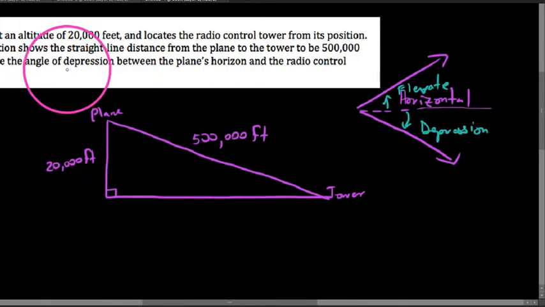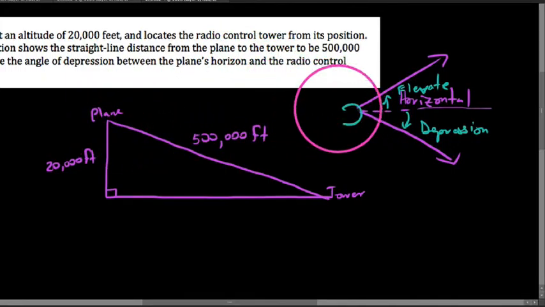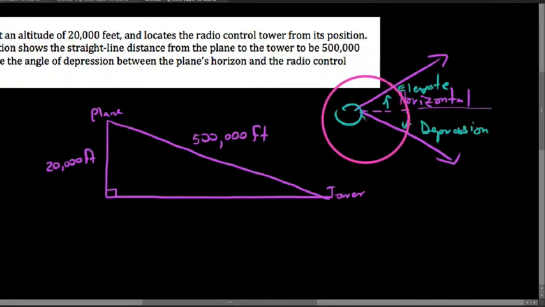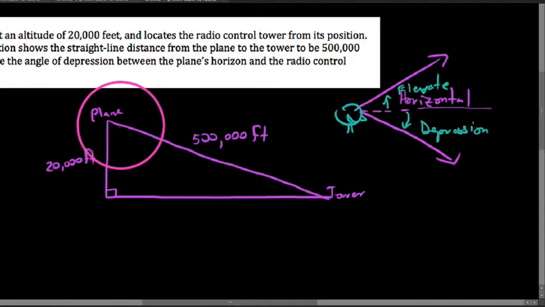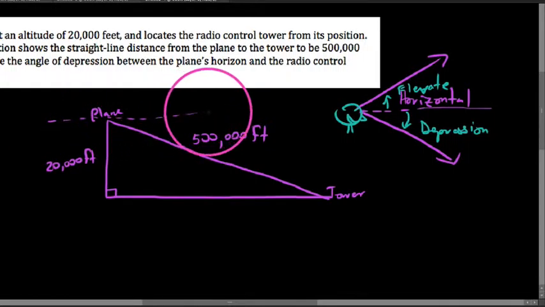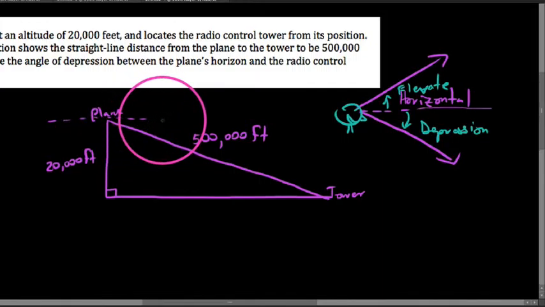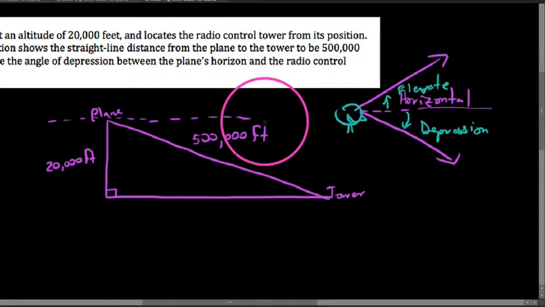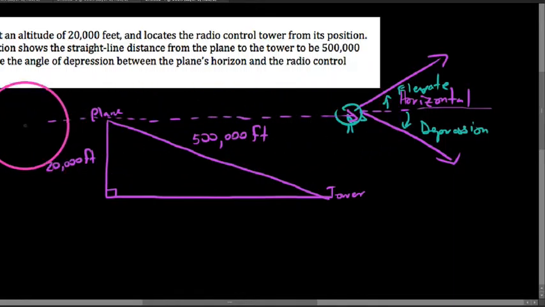So when we say I want to find the angle of depression between the plane's horizon and the radio control tower, we always assume that, if this is my head here, let me make a little face there, that's really creepy, the horizon is always in line with your perspective, where your eyes are. So if our plane is flying along here, the plane's horizon is this imaginary line that runs through the pilot's eyes, whoever he or she is.